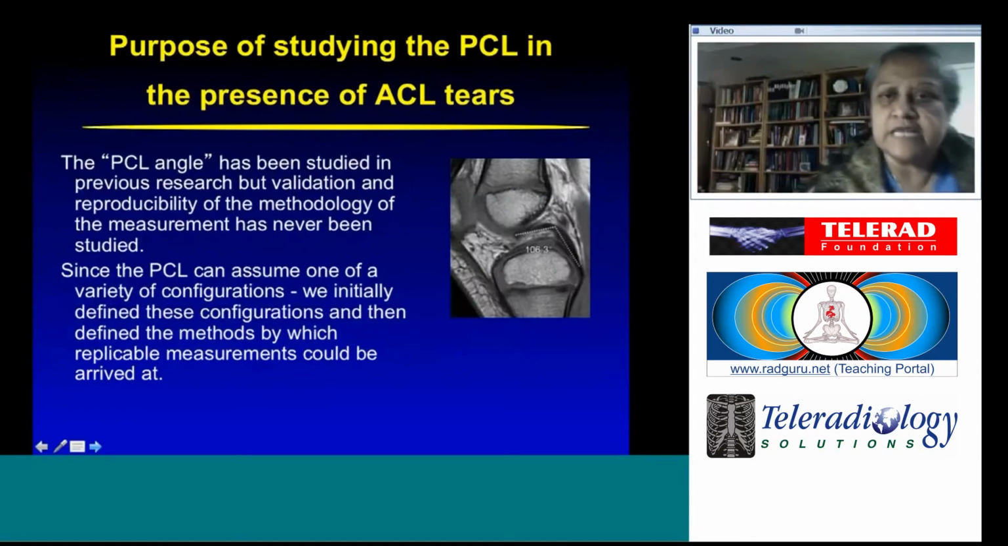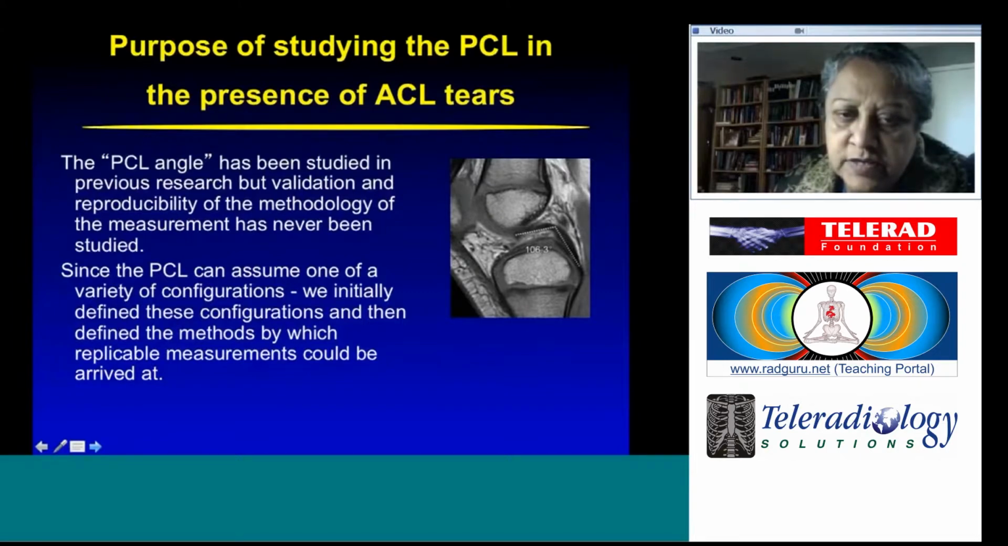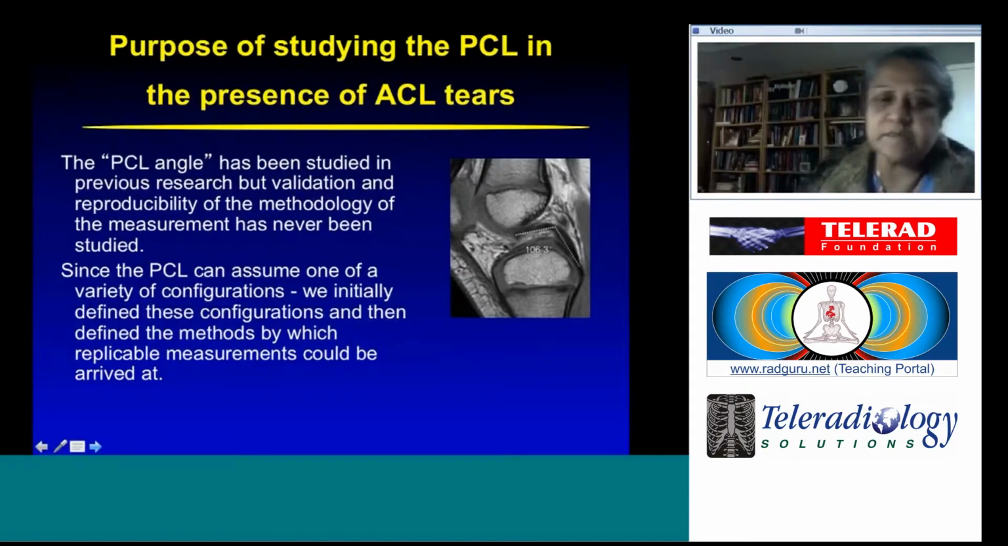Now, the purpose of studying the PCL in the presence of ACL tears is because the PCL is a very strong ligament, which we had mentioned earlier, and this actually won't tear, but its configuration will help us in detecting an ACL abnormality. I have here a diagram where the PCL angle is measured. Since the PCL angle can assume a variety of configurations, we initially define these configurations and then define the methods by which we could make replicable measurements.